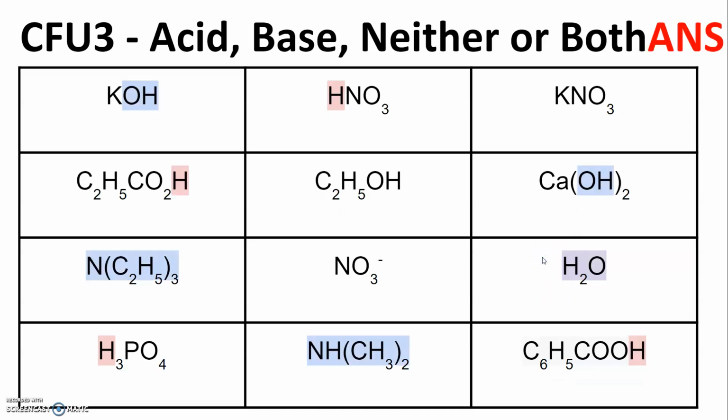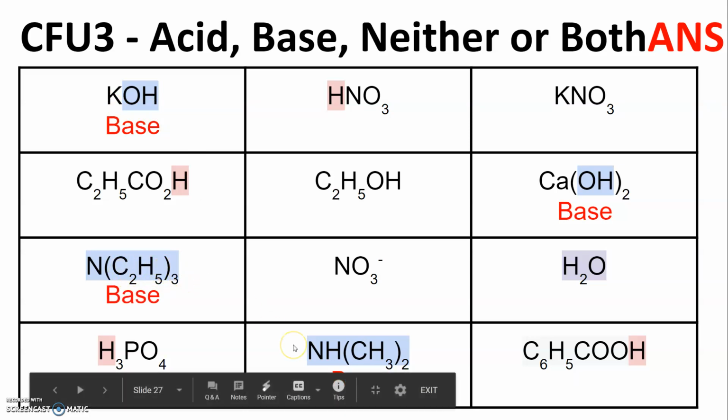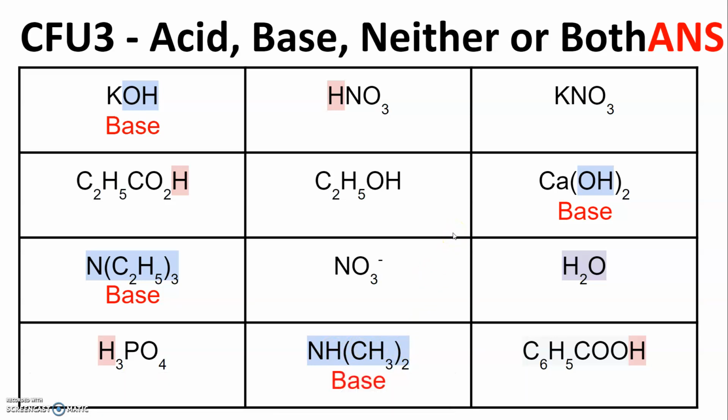Okay, so let's go through our answers here, and I highlighted the important parts so it's easier to recognize. All right, these two here, KOH and CaOH2, they're bases. They're metal hydroxides, so calcium is a metal and potassium is a metal. C2H5 3N, that is triethylamine, and this is dimethylamine, NH(CH3)2. These are bases, so there is nitrogen in the middle and then three things sticking off of that.